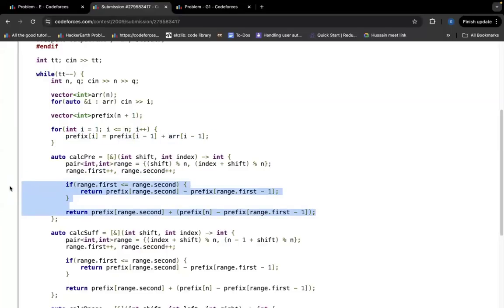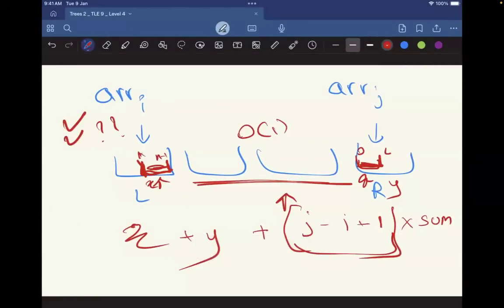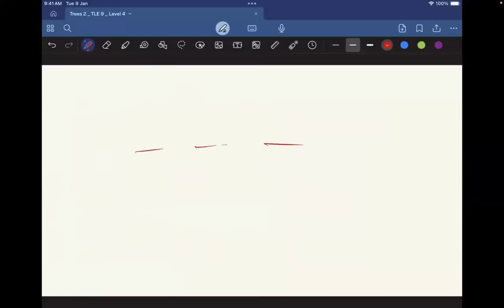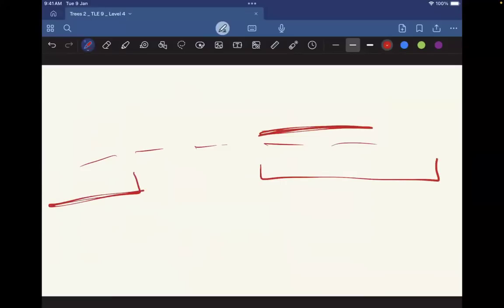What am I doing? If the left is smaller than or equal to right, I can say that it is prefix of range dot second minus prefix of range dot first minus 1. Yes or no? But otherwise, if it is not the case, do you agree that if this is my array and this much I want to find, there are some elements in my suffix and then some elements in my prefix which I want the sum of? Yes or no, guys? Tell me.